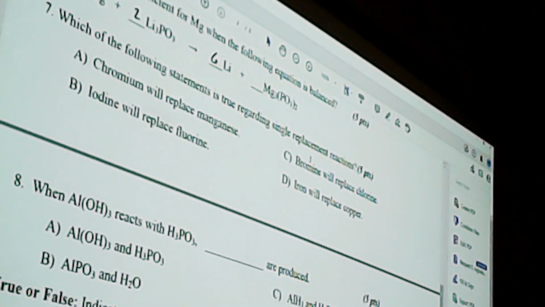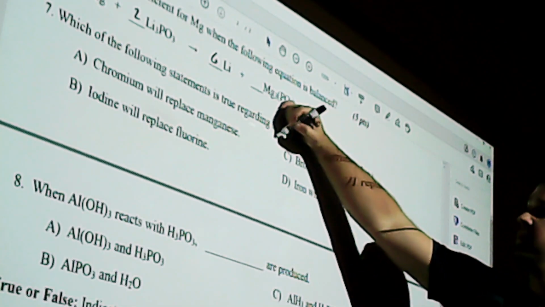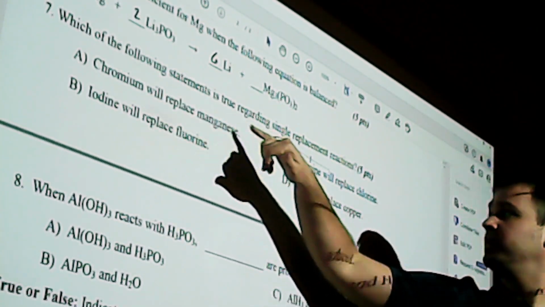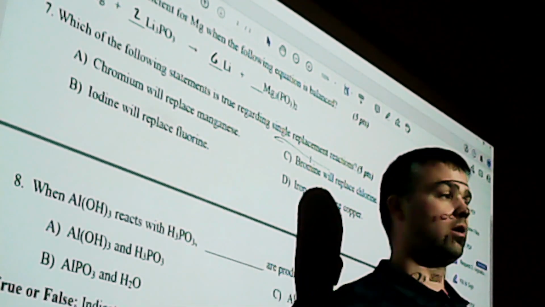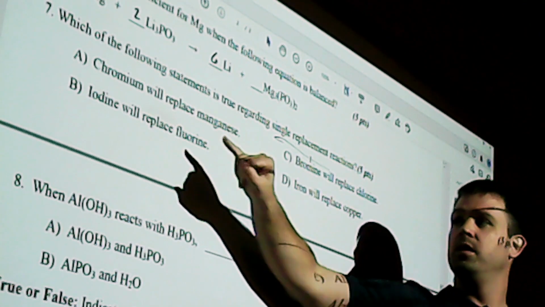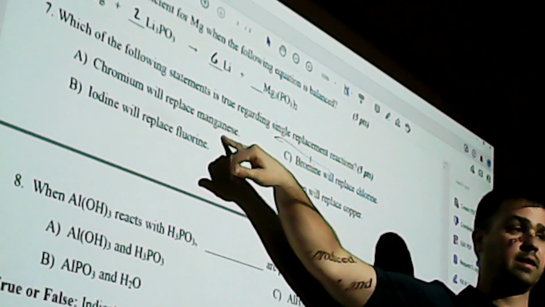Number 7, which of the following statements is true regarding single replacements? Now, anytime you see single replacements, what chart should you have in front of you? Your activity series chart that has kind of like a hierarchical system of what is more active than another thing. So what you will find is that chromium, bromine, and iodine all fall lower on the chart than what they're paired up with. What I mean by that, chromium is lower than manganese.